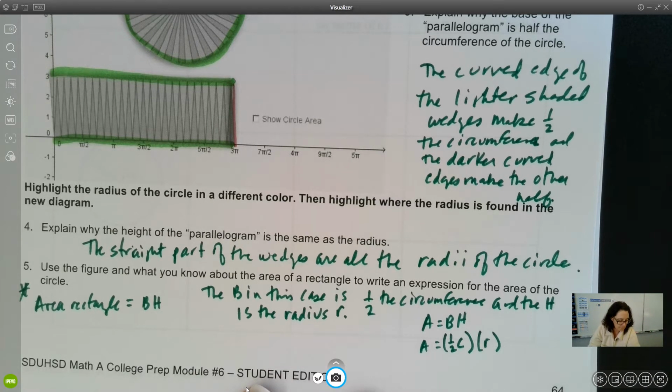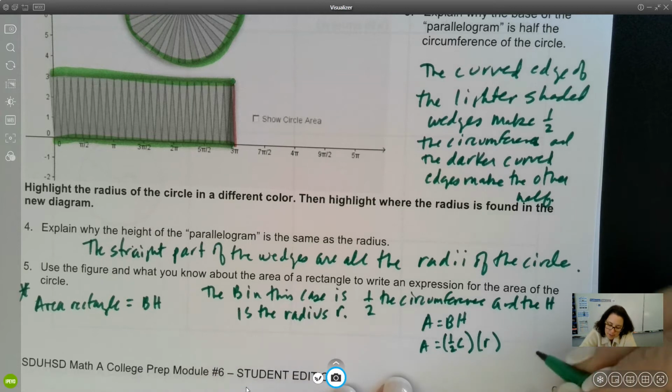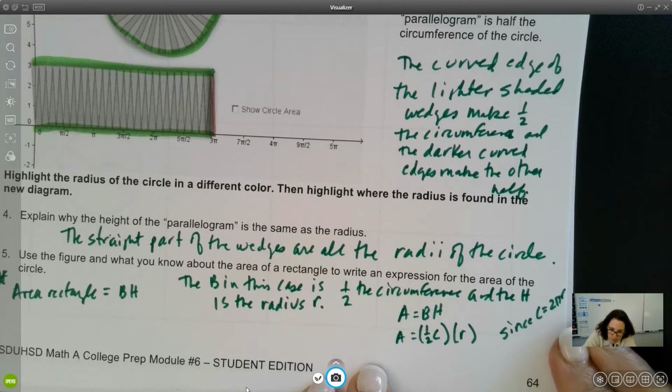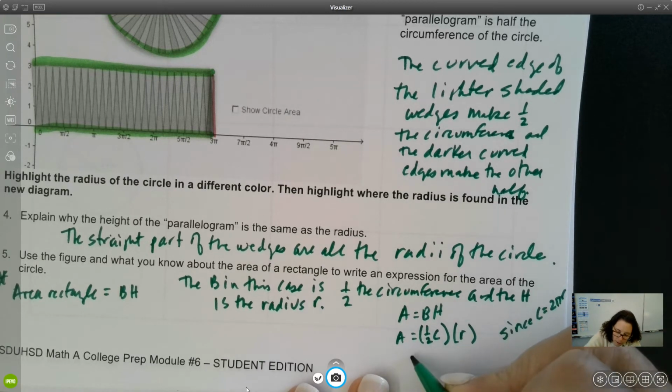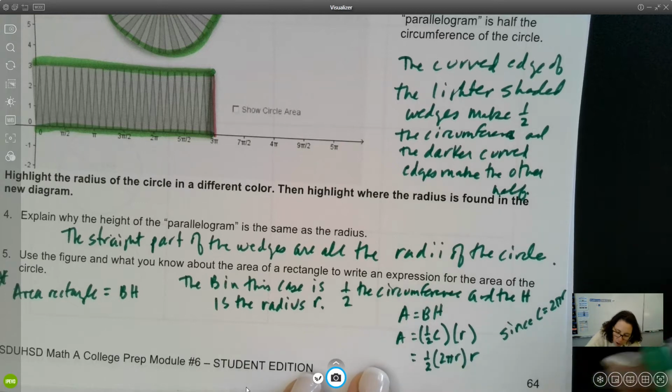Okay, now, since C equals 2 pi R, I'm going to replace the C. We want it to be in terms of one letter. We have C and R in here. So I'm going to relate the circumference with 2 pi R. So I've got 1/2 times 2 pi R, times R.